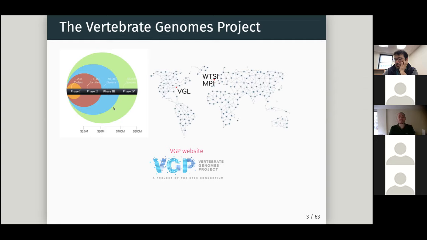And the ultimate goal is to basically provide reference resources for all species of vertebrates. We have estimated about 66,000 species, maybe more, probably more, but that's a rough estimate. And of course, we're not anywhere close to that. We are actually in our phase one. We're getting close to completing one reference for each order of vertebrates. So we're talking about 200 species, okay?